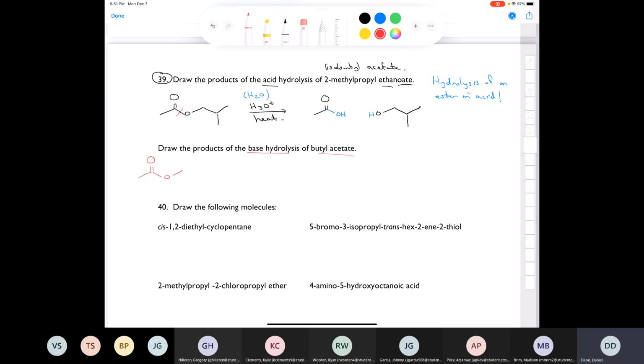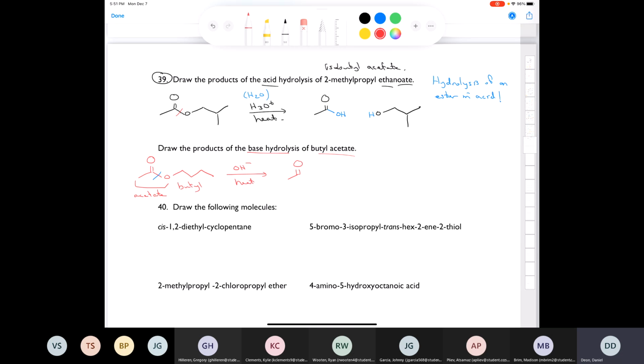So butyl acetate, 1, 2, 3, 4. Right here's my butyl, and then this part here is my acetate. Okay, so there's butyl acetate, and we're going to do the base hydrolysis. So we're just going to put it in hydroxide, and we're going to heat that up. What are we going to do? We're going to break the carbon-oxygen single bond because it's much weaker than a carbon-oxygen double bond, isn't it? Then what are we going to be left over with?